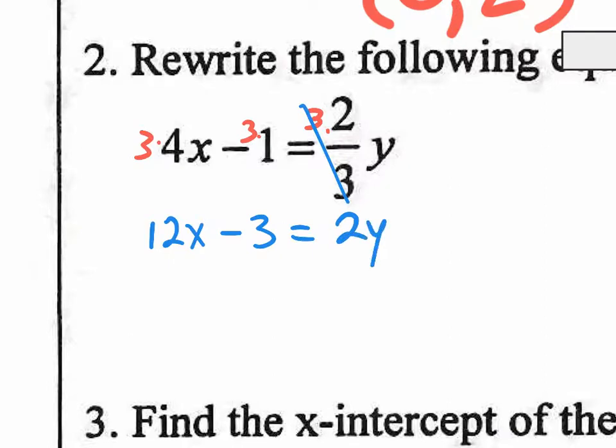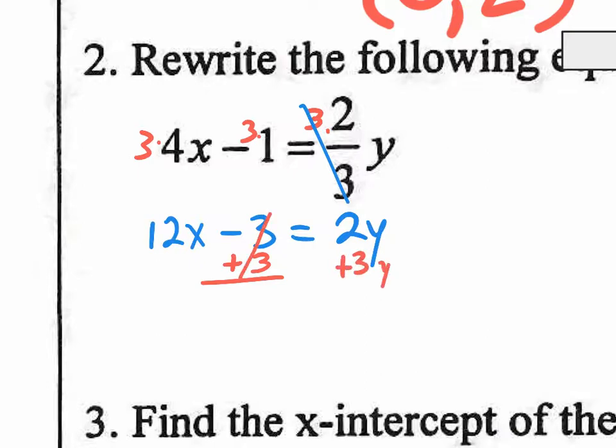Now, if I want this equation that no longer has fractions in it in standard form, that means I want x's and y's on the left side of the equal sign, and I want the number by itself on the right side. So what do you guys want to move? The 3? Okay, so let's move the negative 3 by doing the opposite, adding 3. Negative 3 plus 3 is 0. What I do to one side, I do to the other side.